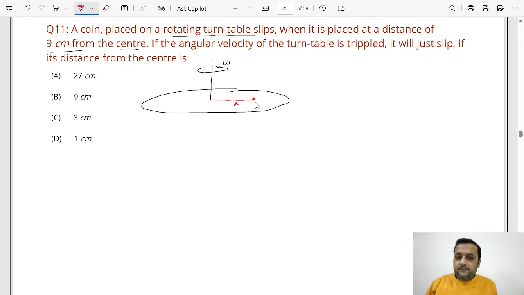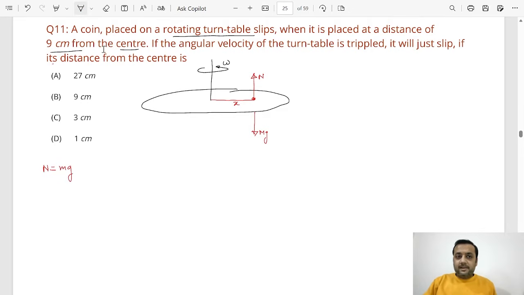Now look, what are the forces acting on this coin? One is the normal reaction from the table, which is going vertically up, and other will be the mg, which will be going vertically down. This normal will be balancing the mg. Very obviously, normal will balance mg because the coin is not moving vertically; it is moving in a horizontal plane, in a horizontal circle. So normal is definitely balancing the mg.